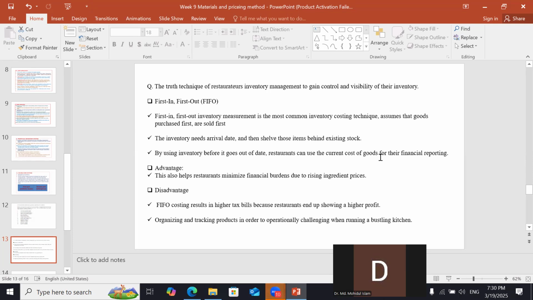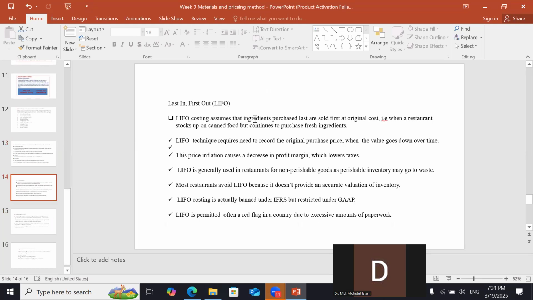That means before the expiry date, try to hold the current price. Advantage: this also helps a restaurant minimize the financial burden due to ingredient price. That is the advantage and disadvantage mentioned here. Just read this one time.